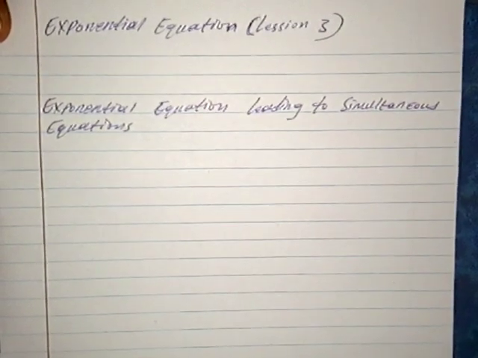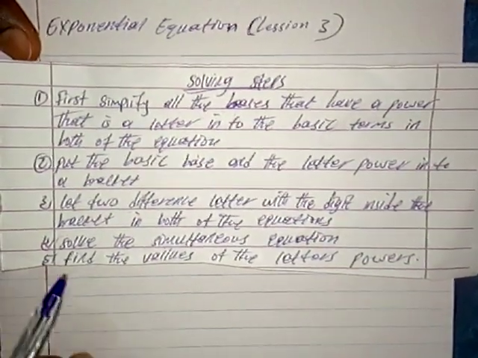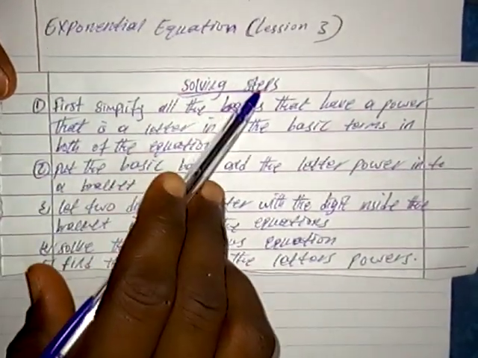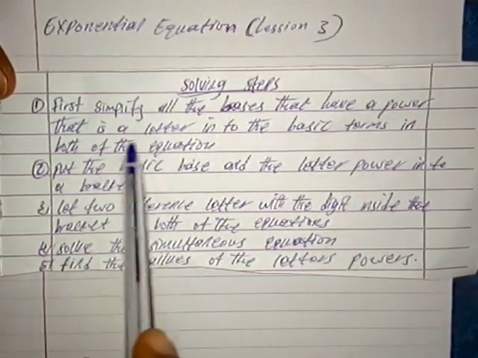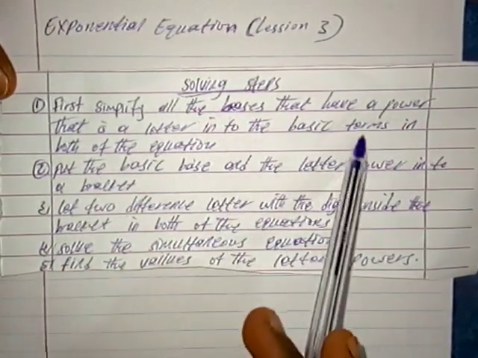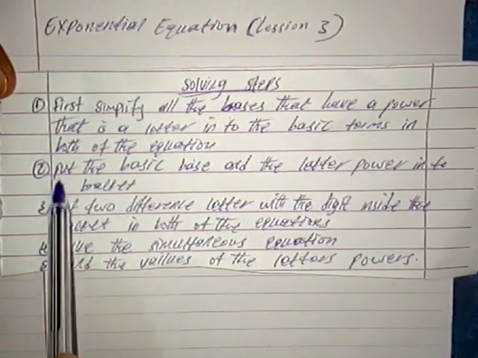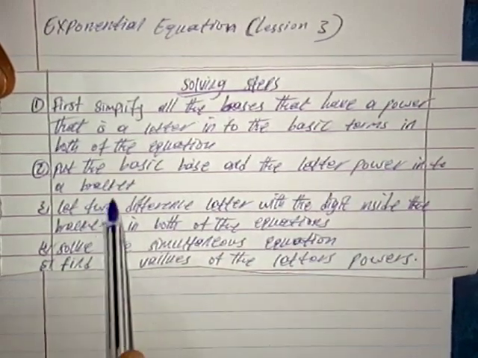Now we explain our solving steps. Take note of these 5 steps that I'll be explaining. So these are the solving steps. First, simplify all the bases that have a lettered power into the basic term in both of the equations. You see? Second, put the basic base and the lettered power into a bracket.